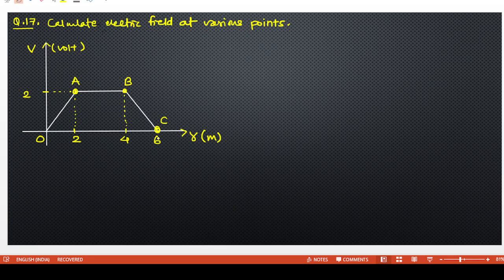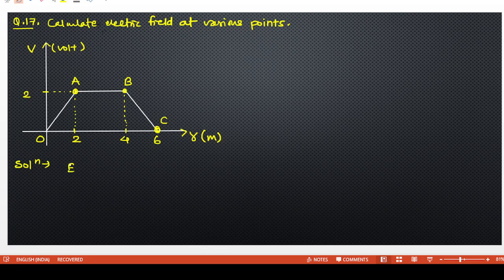How the potential varies is not given as a mathematical function, it is given as a graph. In the previous problem, potential was given as a function of x, y, z, but here it is plotted directly. So potential can be either given as a mathematical function or can be directly plotted as a graph. In both the cases we will be able to find out the electric field.